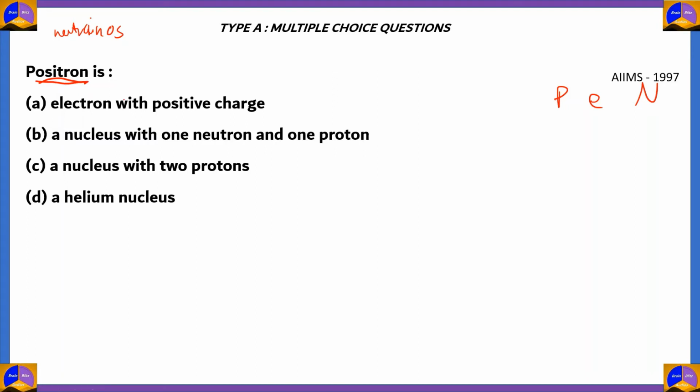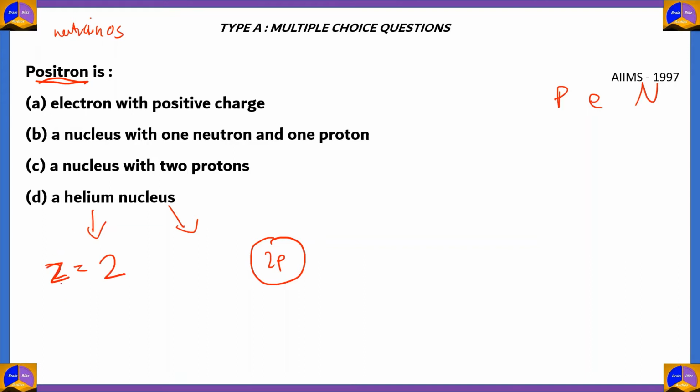So having said that, let's look at each of our options. A helium nucleus is option D. Helium has a nucleus of 2 protons because the atomic number of helium is 2.